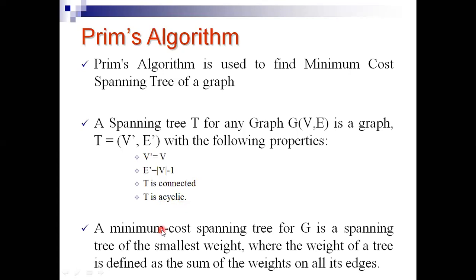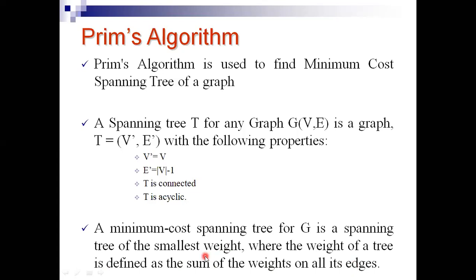So what is now a minimum cost spanning tree? A minimum cost spanning tree for any graph G is a spanning tree of the smallest weight. So for a graph, there can be k number of spanning trees, right? Out of which I should select the one spanning tree which has got the smallest weight. The weight of the tree is defined as the sum of the weights of all its edges, right? So this is the minimum cost spanning tree, which has got the least weight.